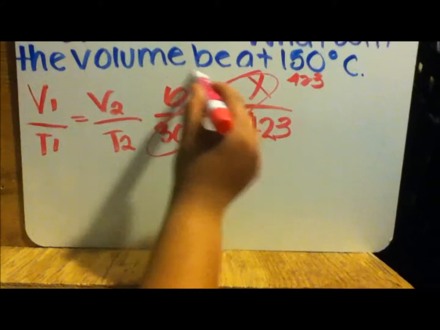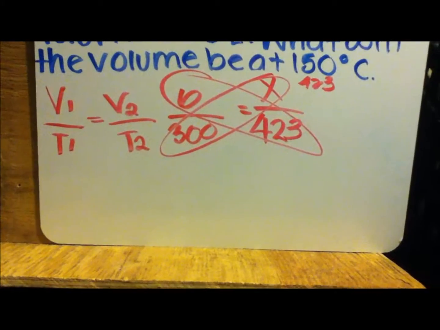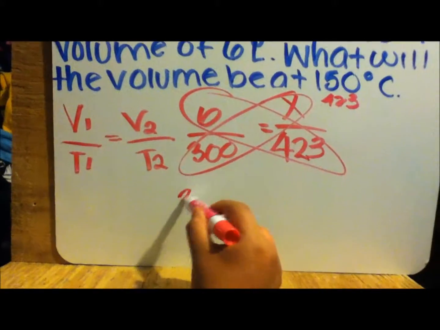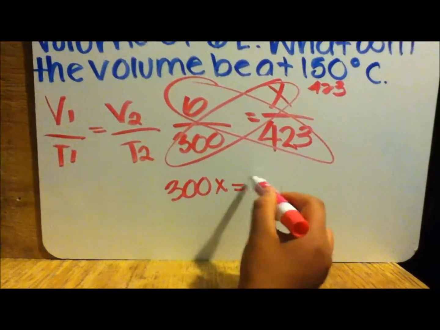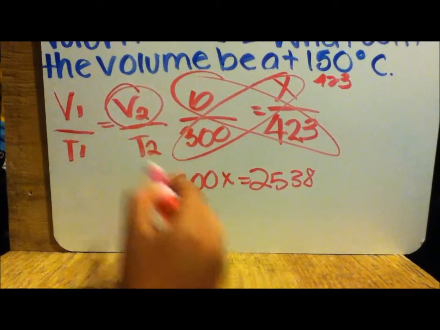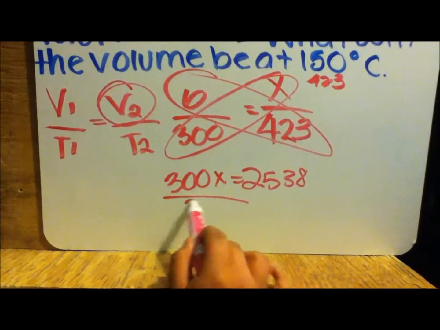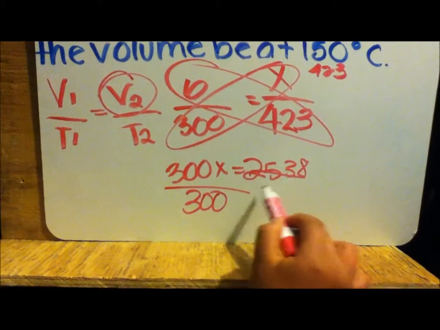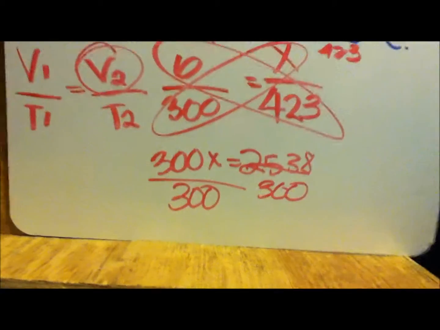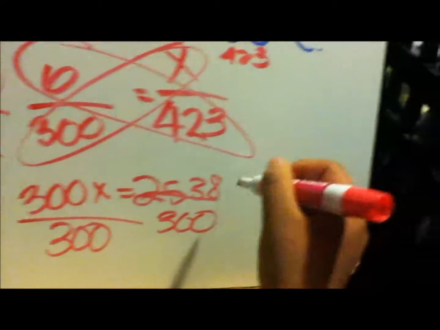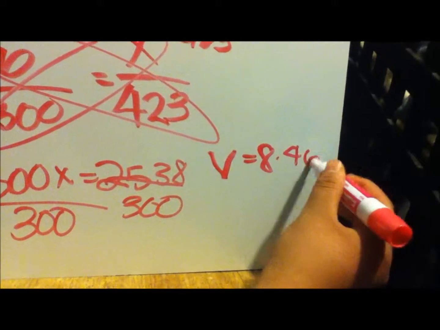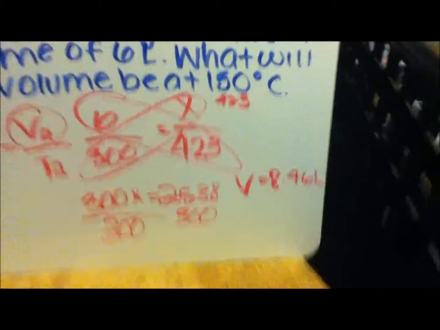We then cross multiply, and we get 300x equals 2,538. To get the x by itself, which will equal our second volume, we'll divide it by 300, and that will give us 8.46. So our volume would equal 8.46 liters. And that is the answer to our first example.